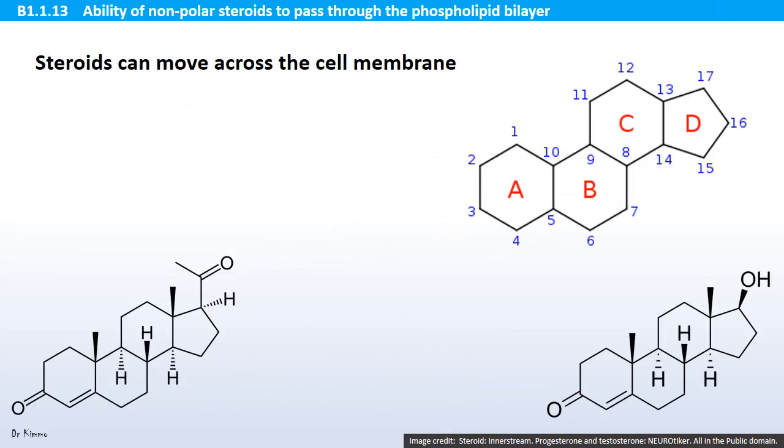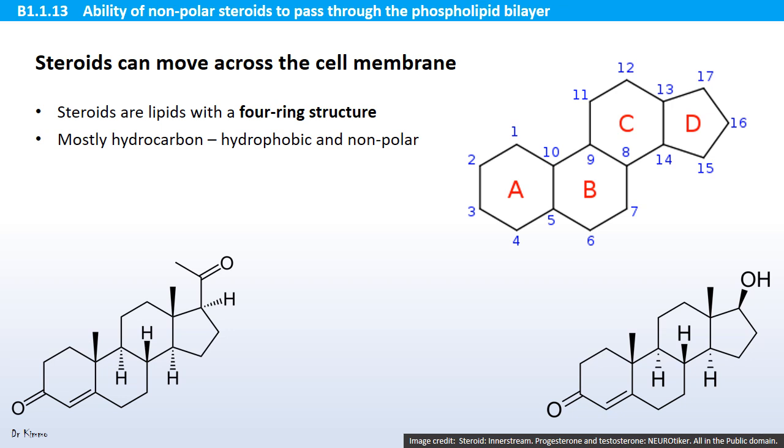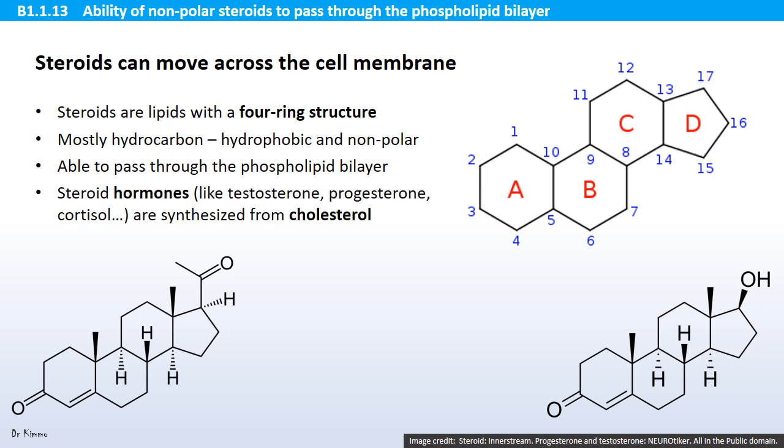We end this video with steroids. Steroids are lipids with a 4-ring structure. They are mostly hydrocarbon, they are hydrophobic and non-polar. Thanks to these properties, they are able to pass through the phospholipid bilayer. And this is important for steroid hormones whose targets are intracellular.